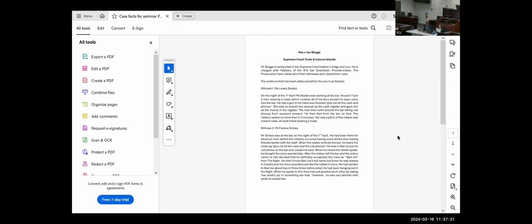These are the facts of our case on the screen. Can you see that on your screen? Just read through it very quickly. The case is Rex versus Joe Bloggs. Bloggs is being tried at the Supreme Court before judge and jury, charged with robbery of the downtown public college bar. The prosecution has called all of the witnesses. The evidence called for the jury is as follows. Number one, Ms. Lovely. On the night of the 1st of April, Ms. Lovely was working at the bar. Around 11 p.m., a man wearing a mask covering all of his face except the eyes came into the bar. He had a gun in his hand and shouted, "Give me all the cash."